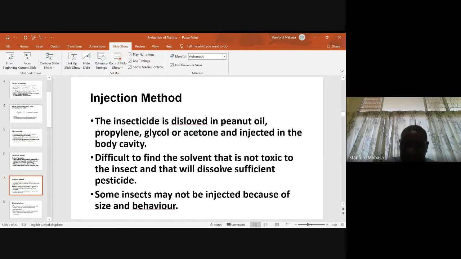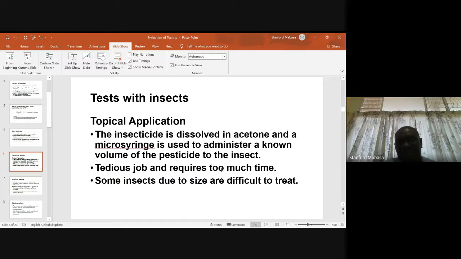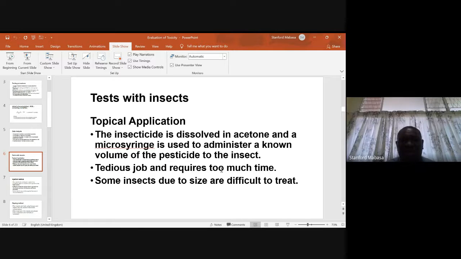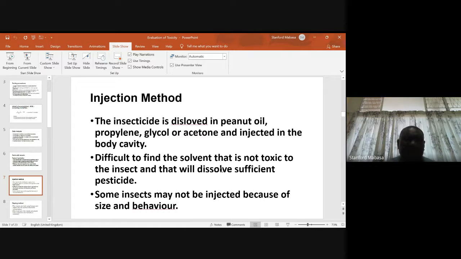Unlike the topical application, where you are aiming at the insect, probably you are aiming at the cuticle, here you are aiming in the body cavity.